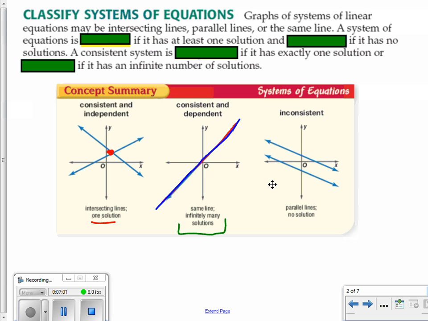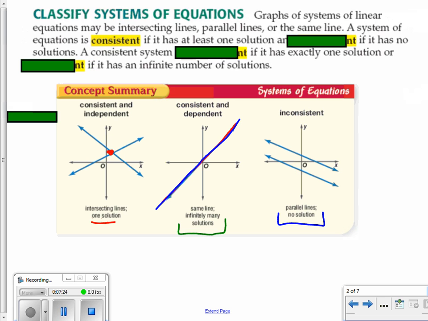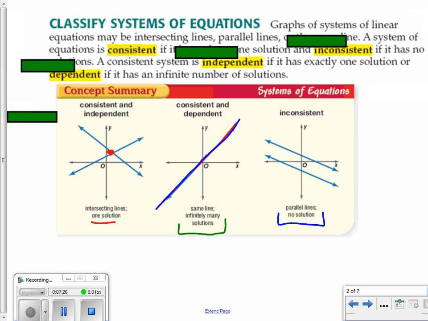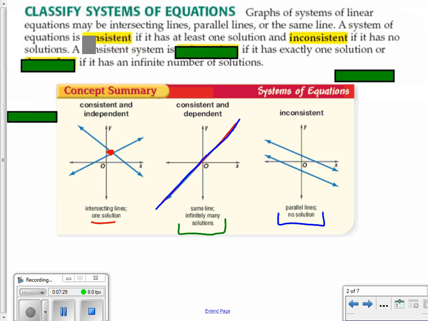And if we're looking at parallel lines, there's no spot where they'll ever intersect. There's no spot where this line is the same as this line. So we'd have no solution to that system. Now, a system of equations is called consistent if it has at least one solution, and then it would be inconsistent if it has no solutions. So the only way to be inconsistent is if you have the parallel lines.